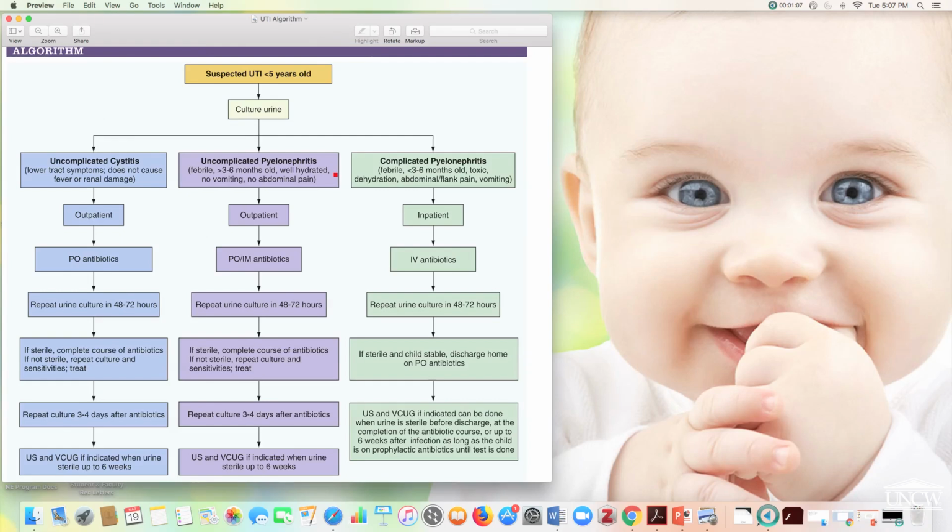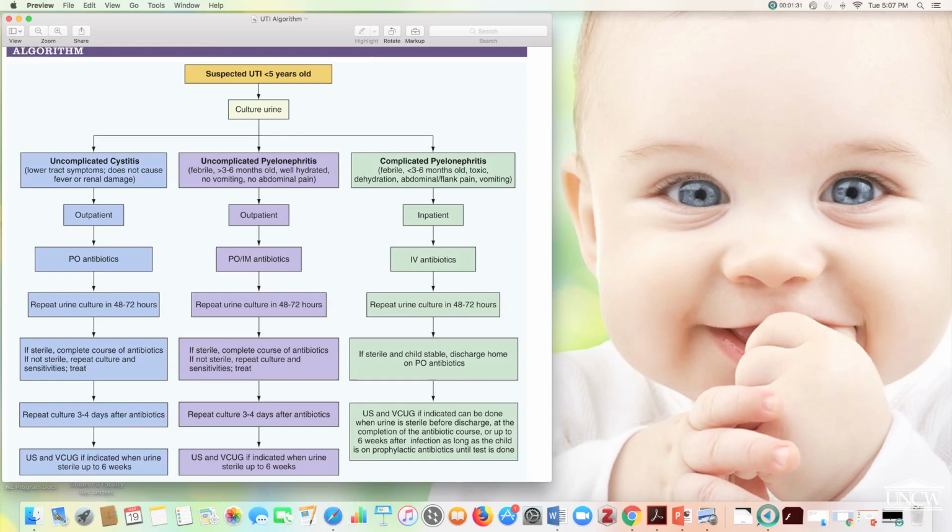That means that it has actually gone beyond the bladder and has now migrated from the lower urinary tract to the upper urinary tract and has reached the kidneys. And then lastly, complicated pyelonephritis, in which case the child is at risk for renal damage. And you would want to make sure that you're acting promptly.